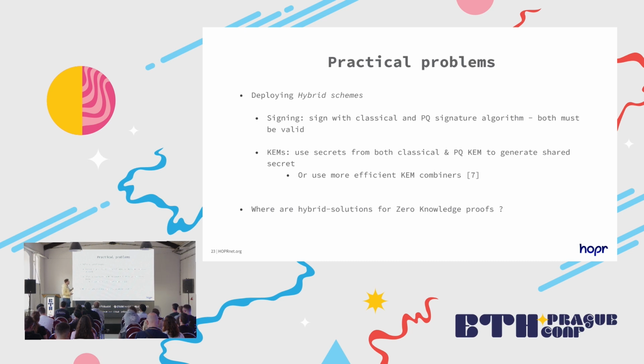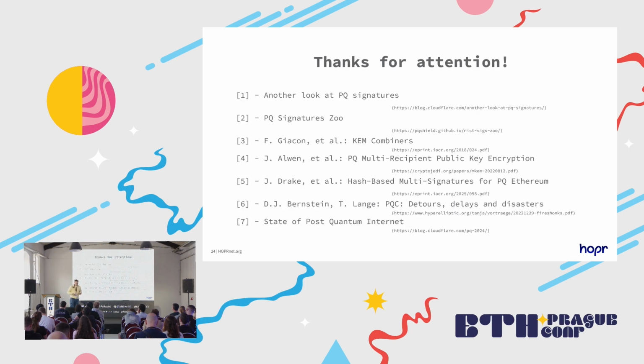The question is, do we have hybrid solutions for zero-knowledge proofs? I haven't seen many, actually, but we shouldn't bet on things not becoming broken just because we think they're post-quantum secure. The question is whether we should also have a similar hybrid approach for zero-knowledge proofs. So, yeah, that's about it. Here are some references I used. And, yeah, any questions? Thank you.